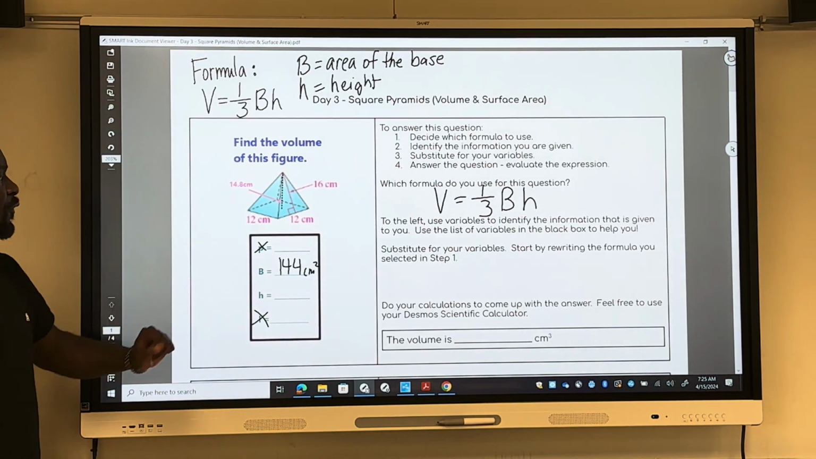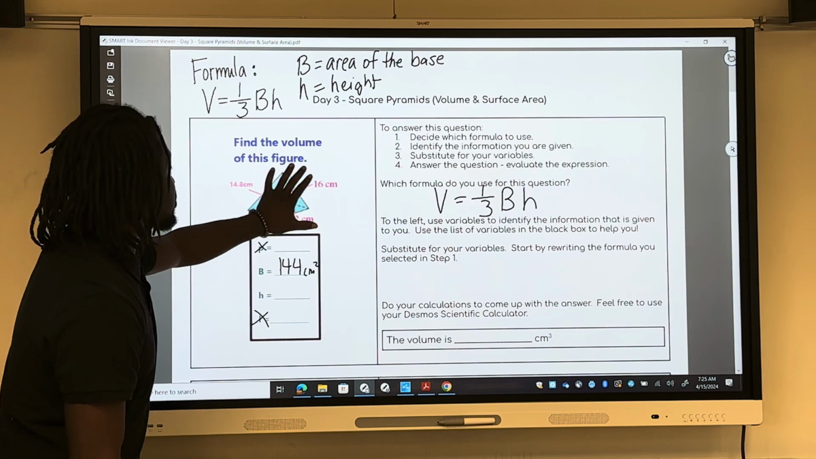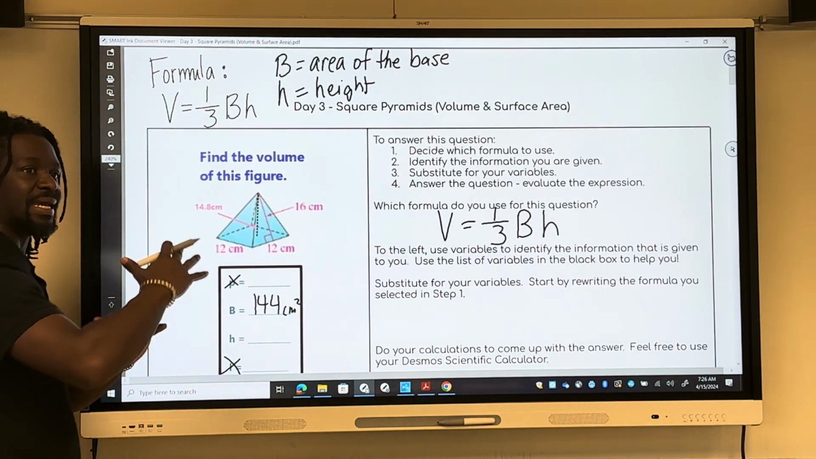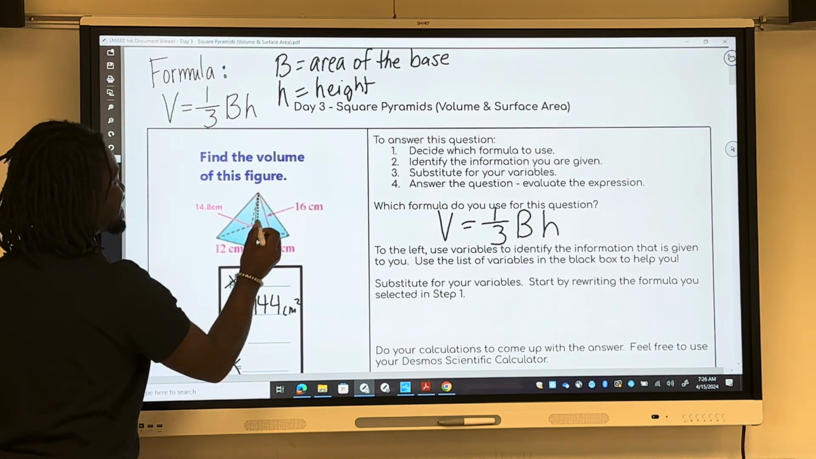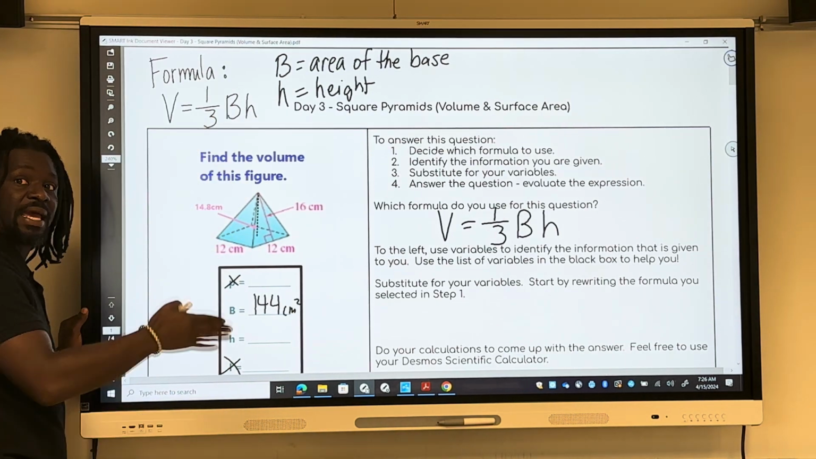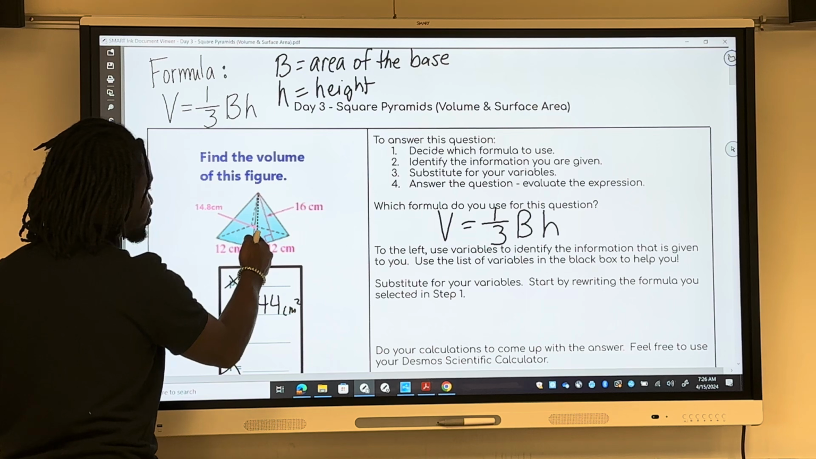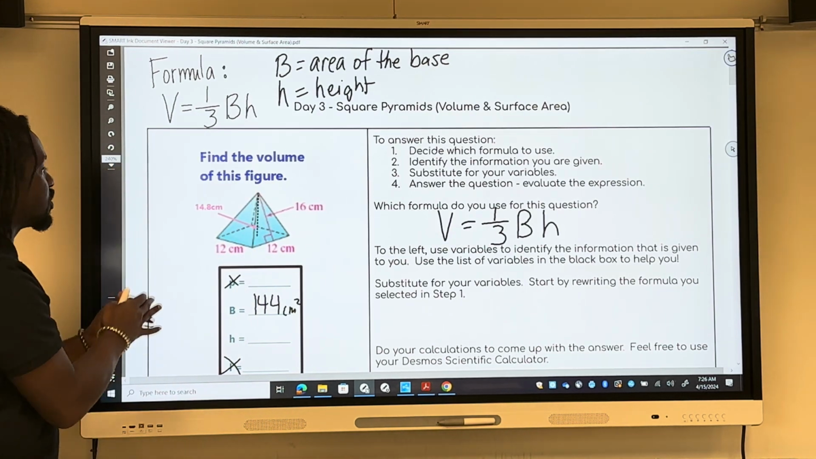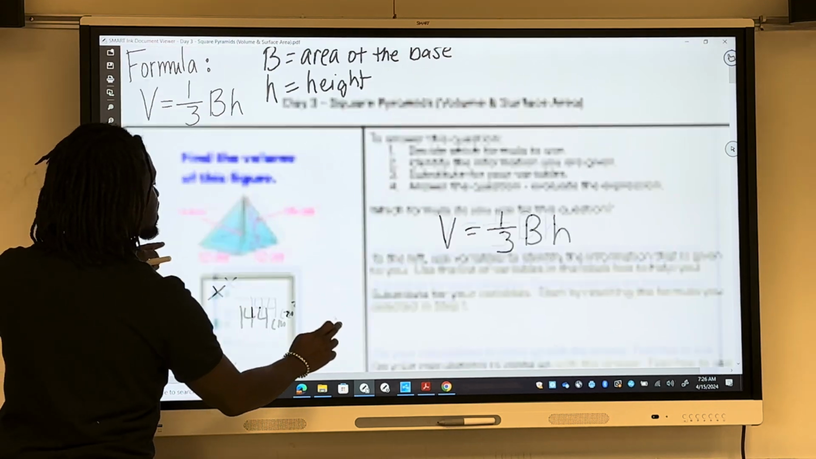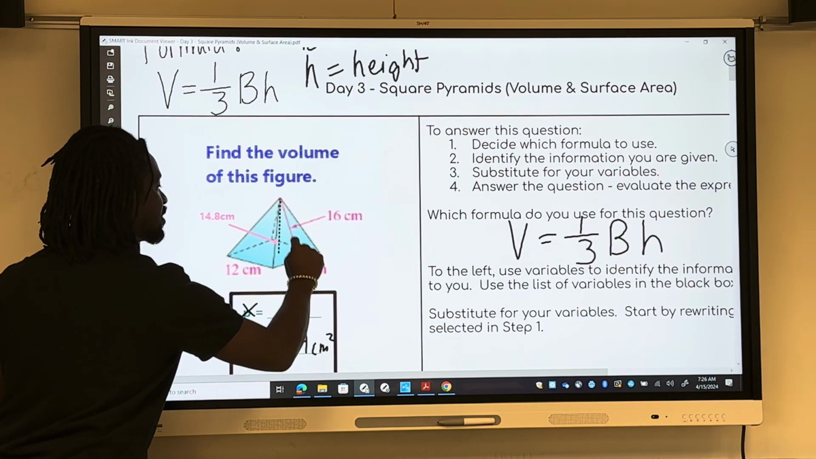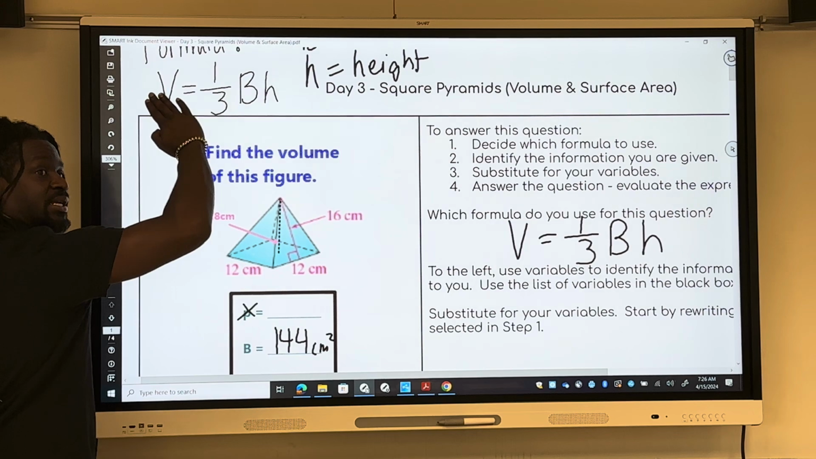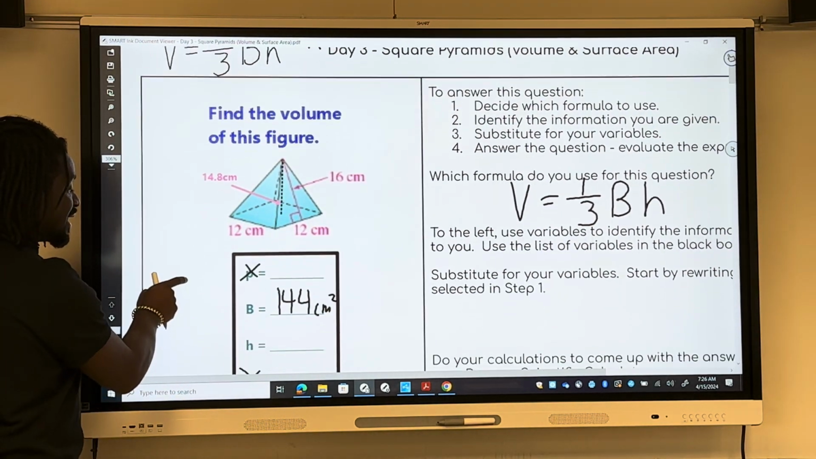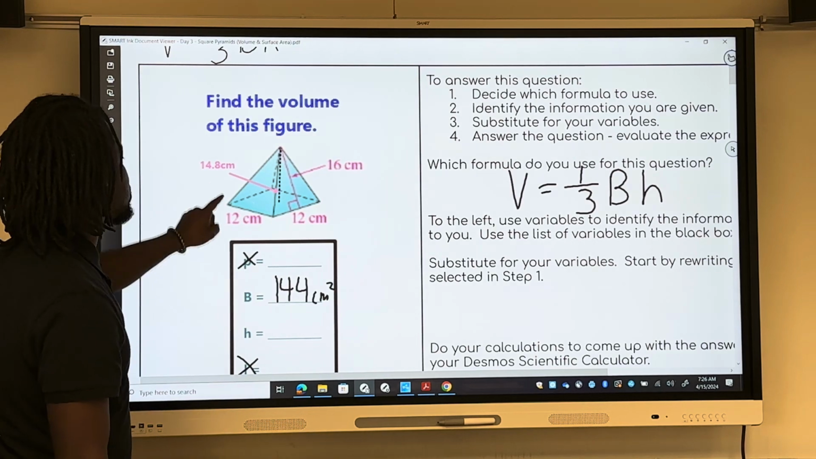Okay, for my height, now here's where I'm going to need to understand the difference between height and the slant height. The height is always straight up and down, and usually it is shown by a dotted line. Okay, so that shows that I'm going straight up and down. This other one, on the other hand, is a slant height because it is diagonal, it is slanted.